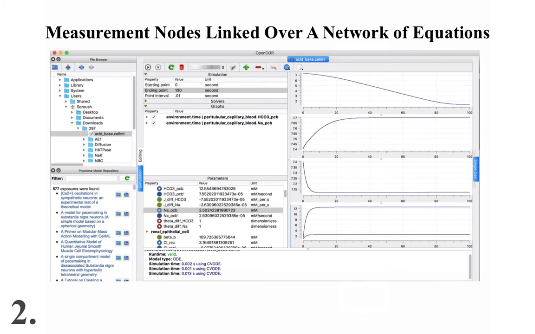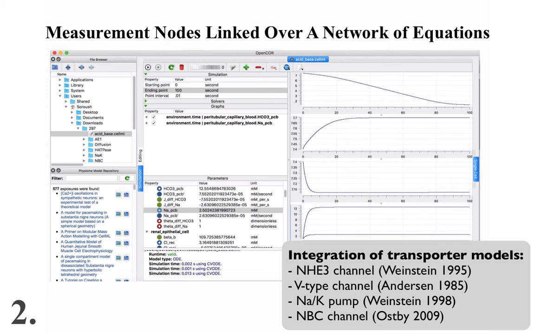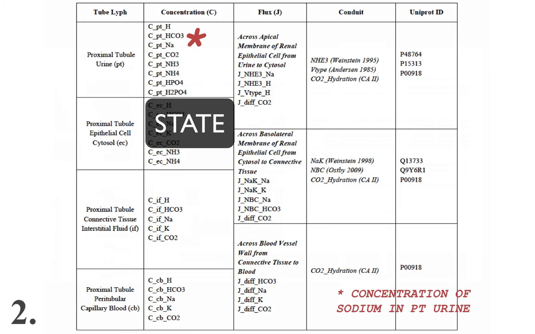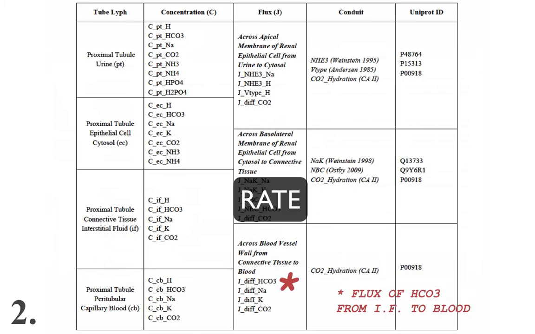An example of a biophysical model mapped onto the knowledge scaffold studies electrolyte handling across proximal tubules and peritubular capillaries. The integration of such a model over the ApiNATOMY knowledge scaffold focuses on the linkage of state measurements to corresponding biological structures and of rate measurements to processes conveyed by conduit structures.